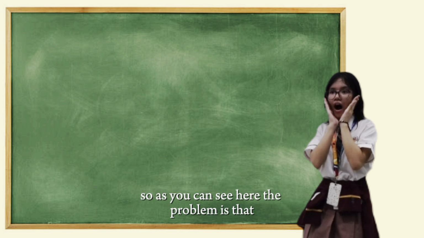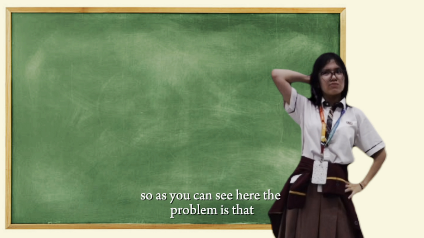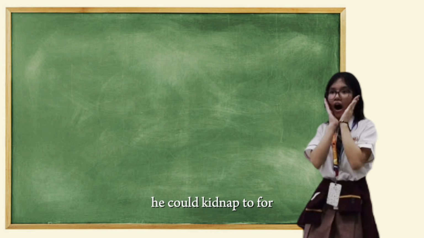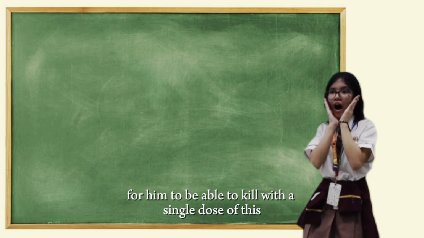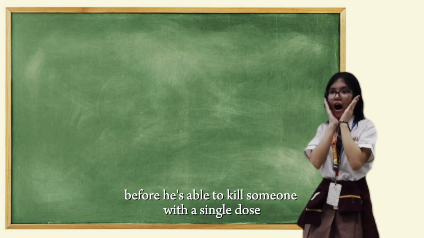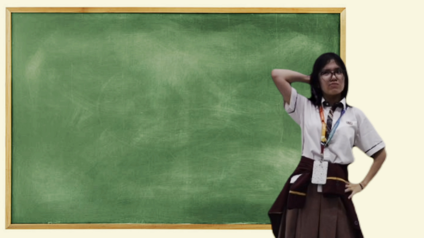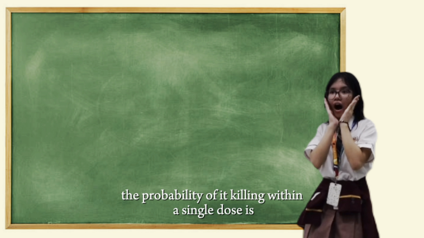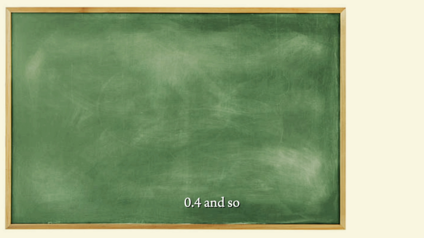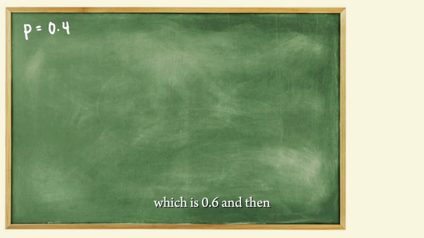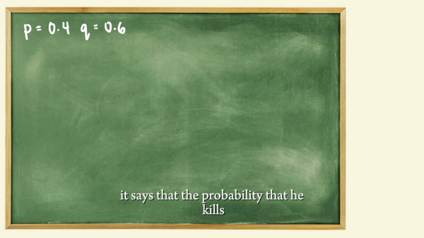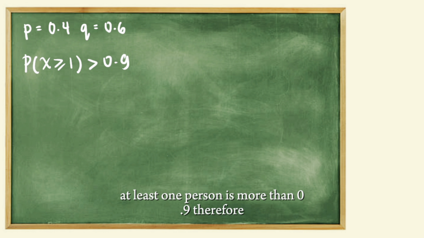So as you can see here, the problem is that the guy wants to know the least number of people he could kidnap for him to be able to kill with a single dose of this. So how many people he needs to kidnap before he's able to kill someone with a single dose? The probability of it killing with a single dose is 0.4, and so the opposite would be the probability of it not killing within a single dose, which is 0.6. And then it says that the probability that he kills with at least one person is more than 0.9.